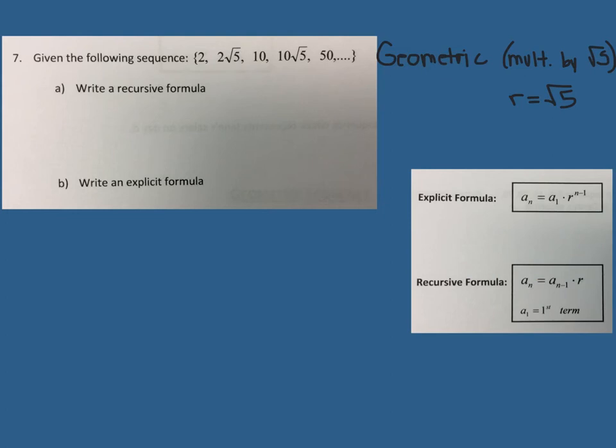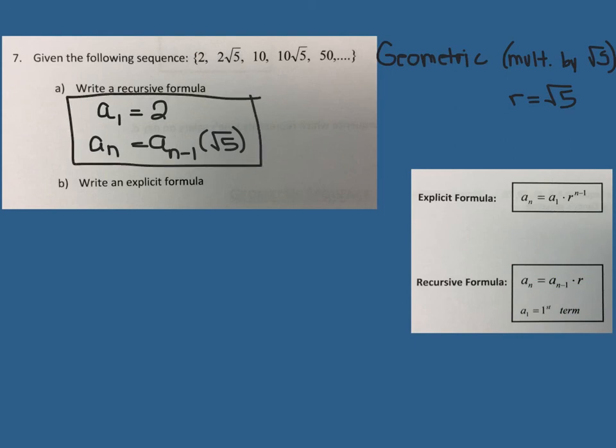First thing they want us to do, in part A, is a recursive formula. So we're going to be using this. I first like to label the a sub 1. The a sub 1 is our first term, which we can see right here is 2. So we write a sub 1 equals 2. And then we have to say that a sub n is equal to the previous term times r. So a sub n is equal to a sub n minus 1, times r, times radical 5. You could put the radical 5 in parentheses to show you're multiplying. So that right there would be our recursive formula.